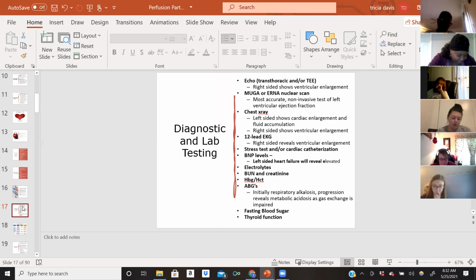Other diagnostics we could do: an echo. The echo would show issues with ventricle enlargement or dysfunction with the ventricles. We could do what's called a MUGA or an ERNA nuclear scan. It is the most accurate, non-invasive test that we can do that is an indicator of left ventricular ejection fraction. We can also do it with the echo. So if we did the echo, it would also show us the ejection fraction for the left ventricle, and then it would show ventricular enlargement on the right side.